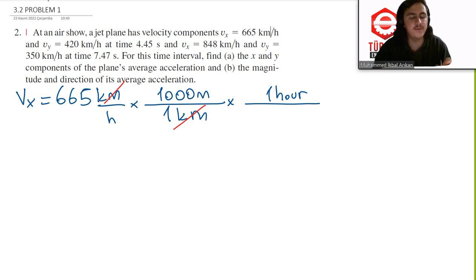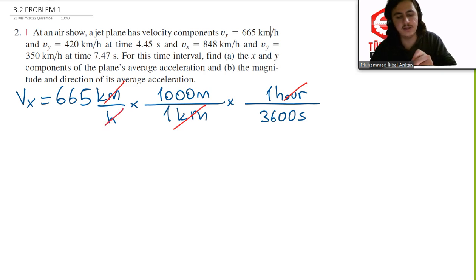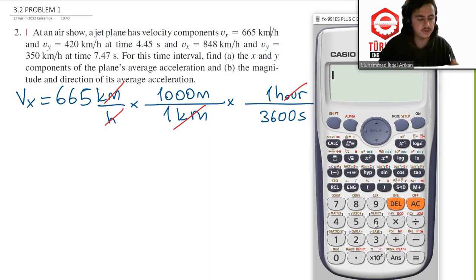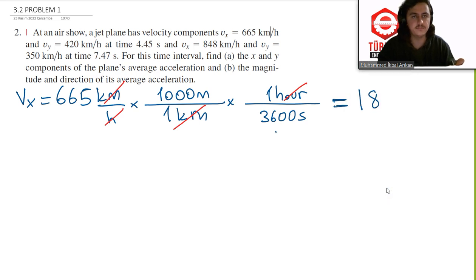But in 1 hour I have 3,600 seconds, so the hours cancel each other. So I get the velocity in SI units, which is needed. 665 multiplied by 1,000 divided by 3,600 gives me the velocity in SI units, meter per second. So this is 184.7. This is my velocity in x.